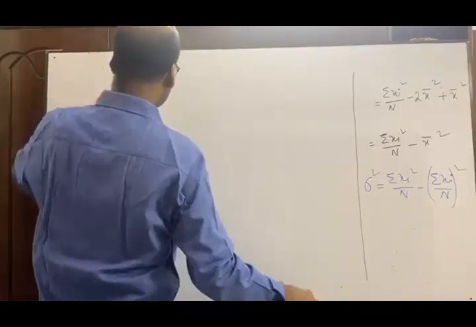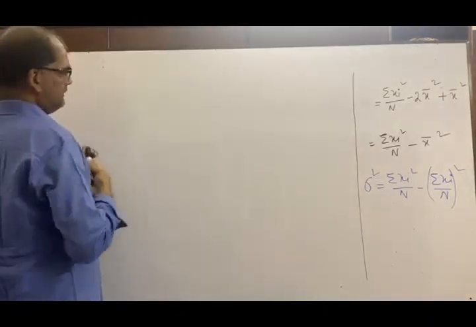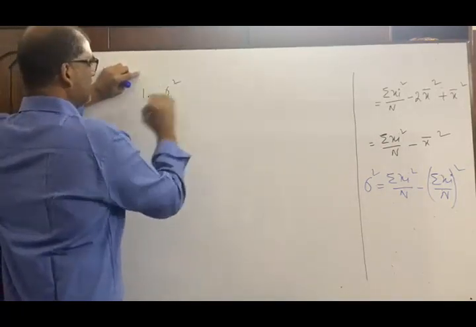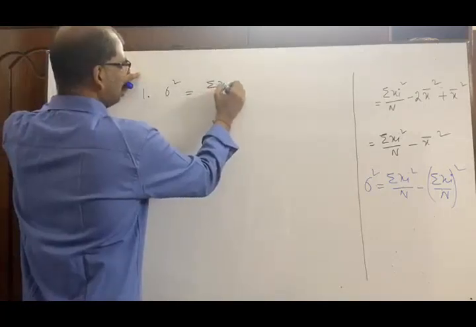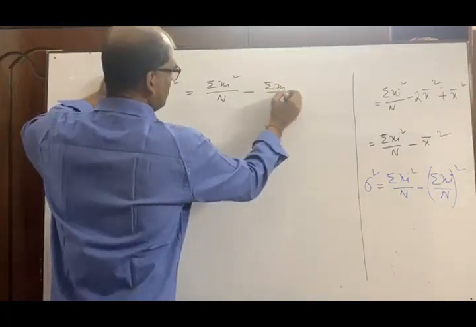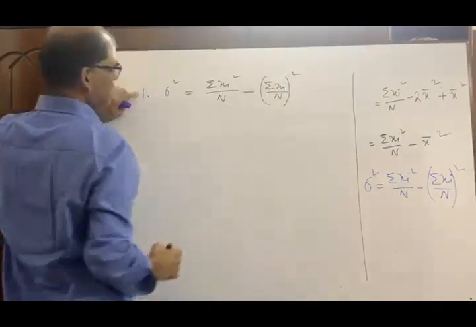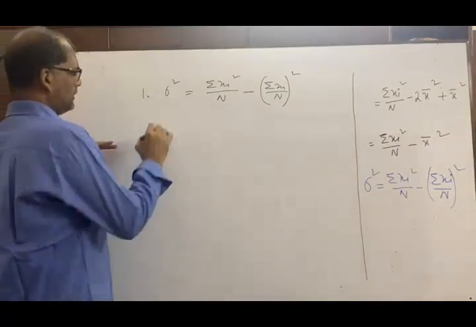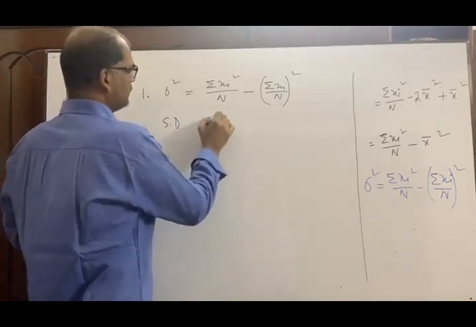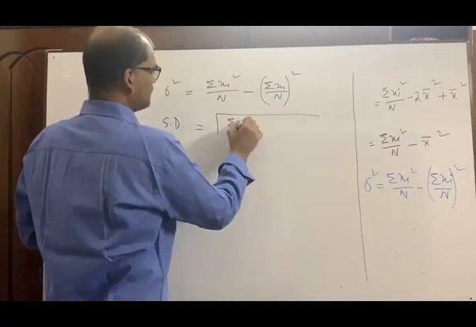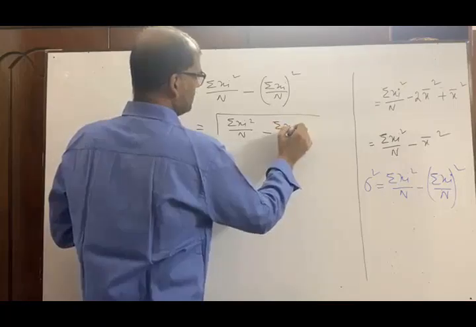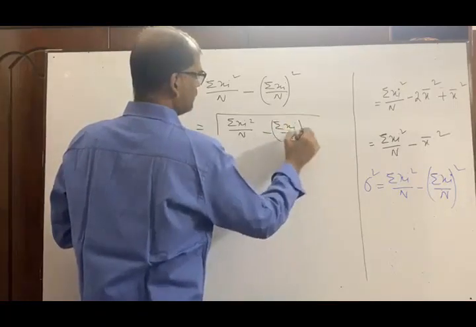Now you write down what you have got. Number one, sigma square is equal to summation xi square by n minus summation of xi by n whole square. This is the formula, or this is called variance. For standard deviation I can write here root over summation xi square by n minus summation xi by n whole square.